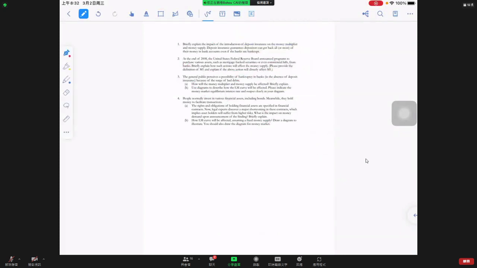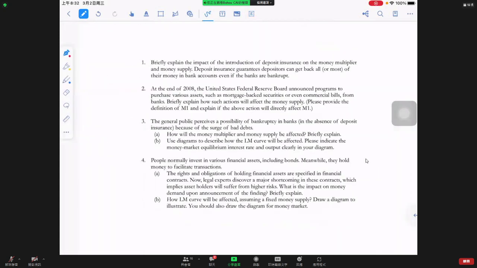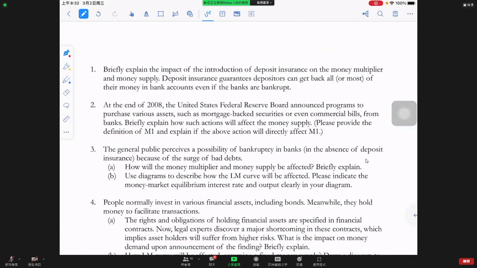Okay, let's get started. Today we are going to talk about assignment 2. Let's check the first question. The first question: briefly explain the impact of the introduction of deposit insurance on the money multiplier and money supply.